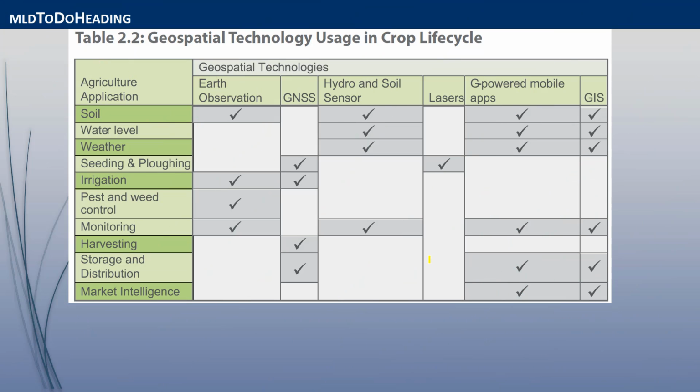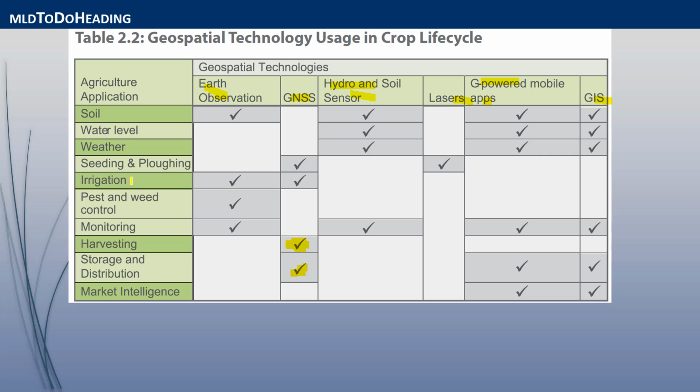So this is a simple table, and it is showing which technology. These are the geospatial technologies: earth observation, GNSS, hydro and soil sensor, laser, and GIS-powered mobile apps, GIS. Which technology can contribute to which part of this agricultural activity? For example, for harvesting, the GNSS technology can help. Similarly, for storage and distribution, the GNSS technology is the best.